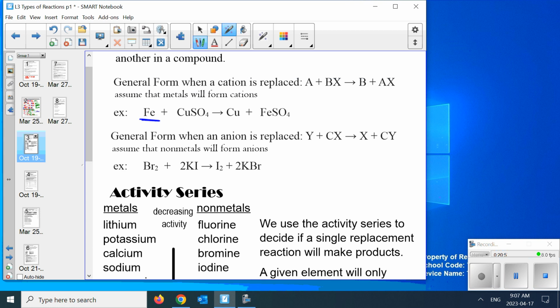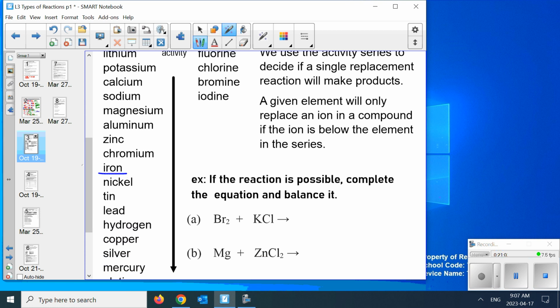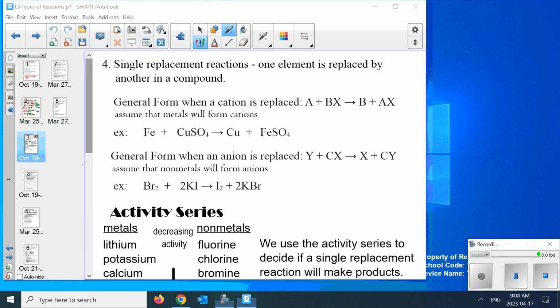Look, iron and carbon. Let's take a look. I find iron on the list. Stop working on it. I don't know why. I'm going to pause it.